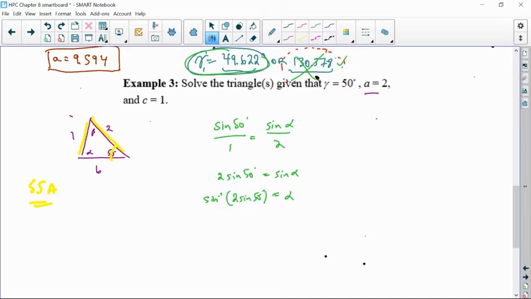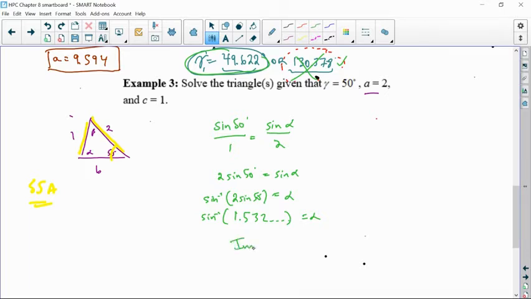Now, don't panic. You should have gotten an error, right? You should have gotten an error because when you did 2 sine of 50 degrees, you're getting 1.532 and some change. So you're basically trying to do the inverse sine of a value that's bigger than 1. And if it's bigger than 1, that means you can't have a sine ratio that's bigger than 1, because the opposite side can't be bigger than the hypotenuse. So in this case, there are no possible triangles.